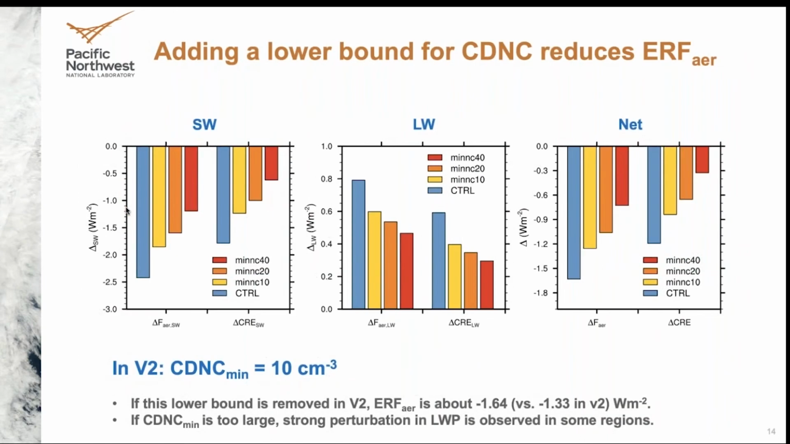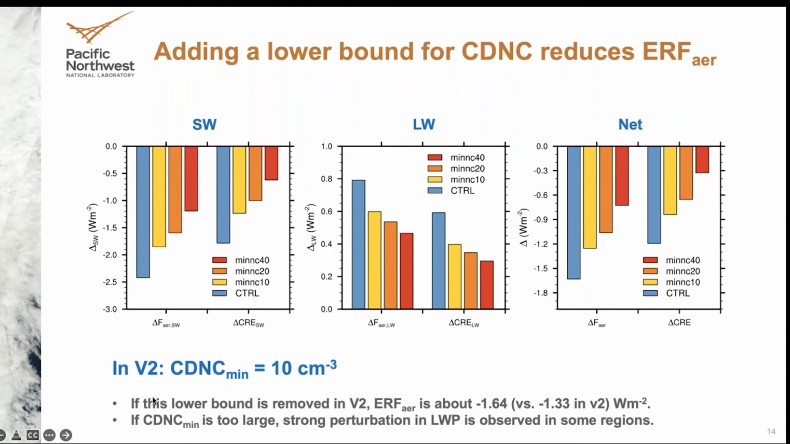After adding a lower bound of CDNC, we see a consistent reduction in the aerosol forcing magnitude. In V2, we applied a CDNC minimum of 10 per cc. As you can see here, both the short wave and long wave component forcing are reduced, and even the net forcing is also reduced. Based on the V1 simulation, it's reduced about 0.3 to 0.4 watt per square meter, and this is very consistent with the simulation with V2.